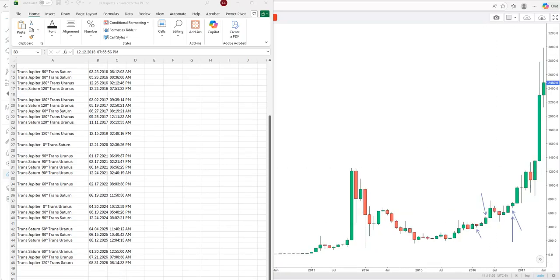Looking at the 2016 dates, we've got a late March Jupiter square Saturn, which is this inside bar right here, and right after that we had the breakout move. This is actually forming a little triangle here, and right after the aspect we broke out and started to move up. Then we had the late May Jupiter square Saturn again. Late May, the high actually came in early June.